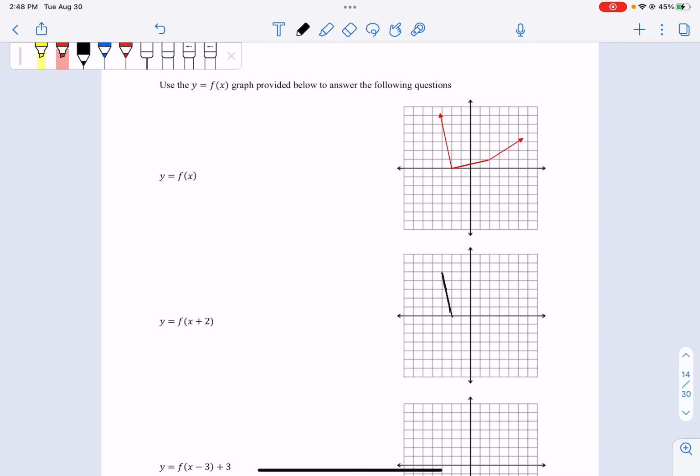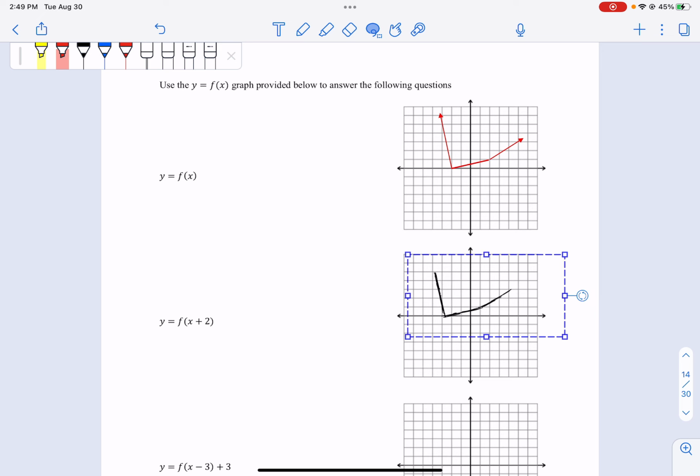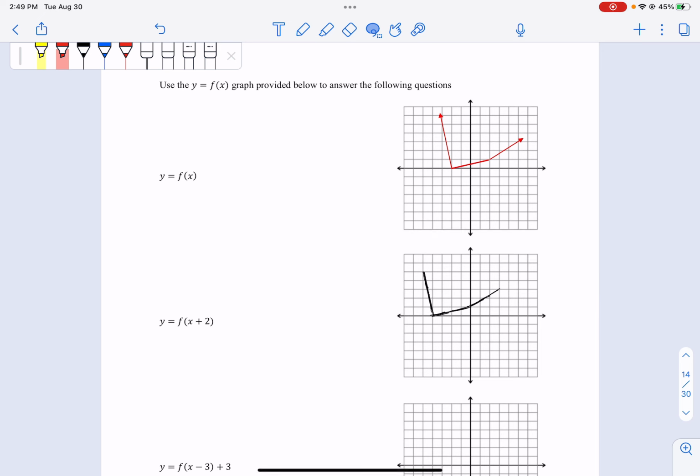Let's say this is your original function, like this, and then you have this over here. You move every single thing to the left by 2, so I'm just going to cheat the system. I'm going to highlight the whole thing and move it to the left by 2. That's what my function looks like now.